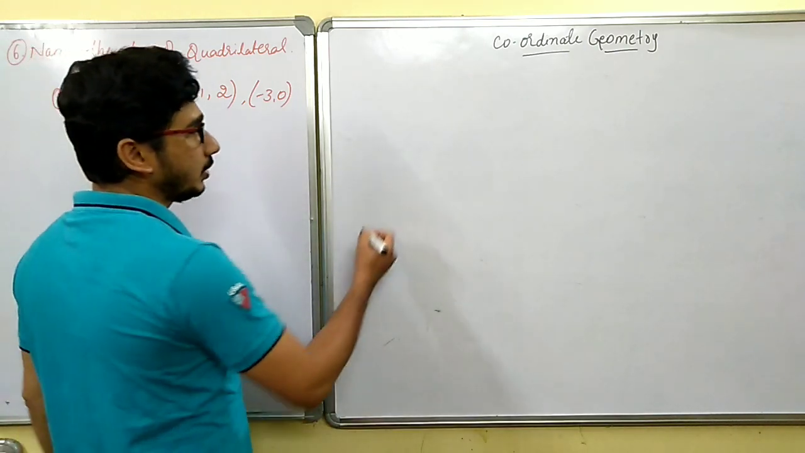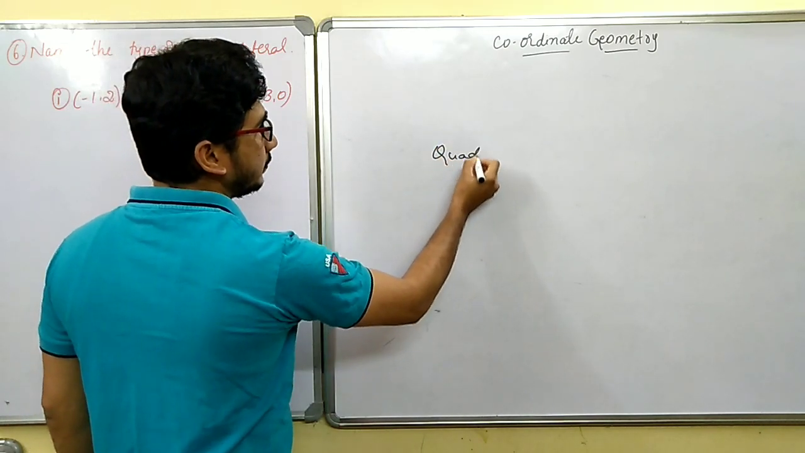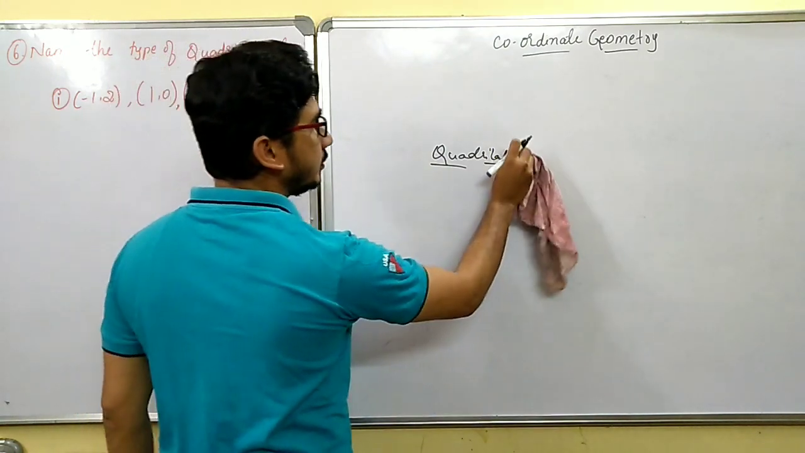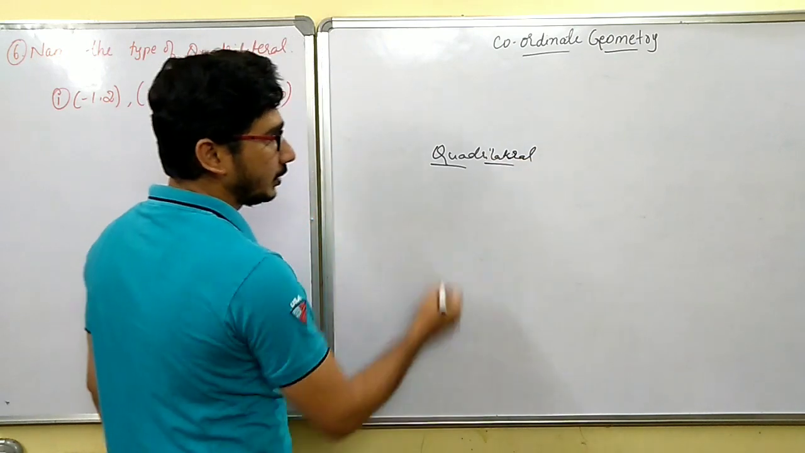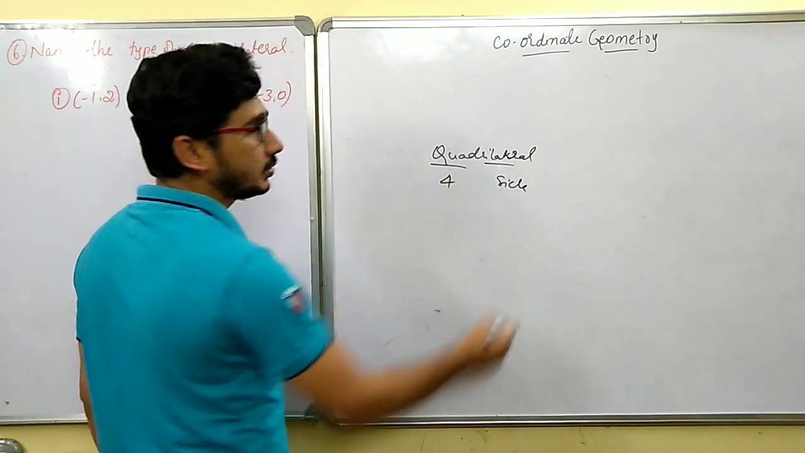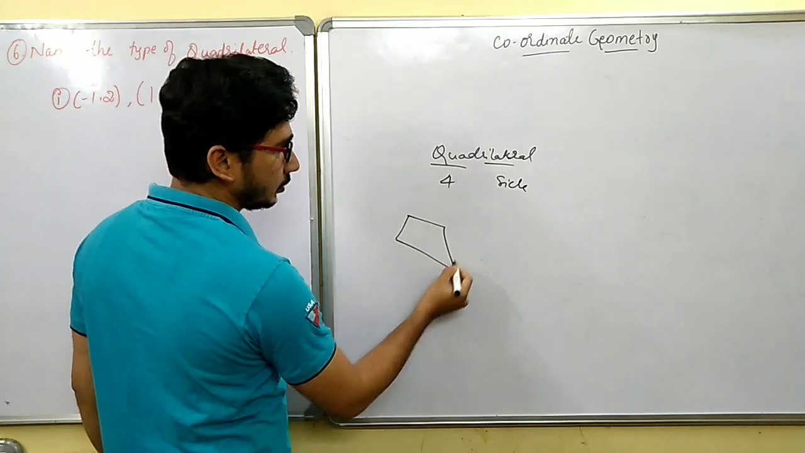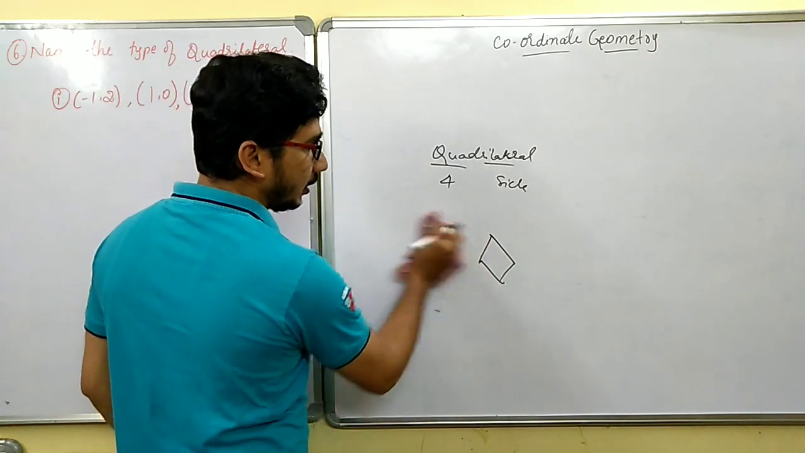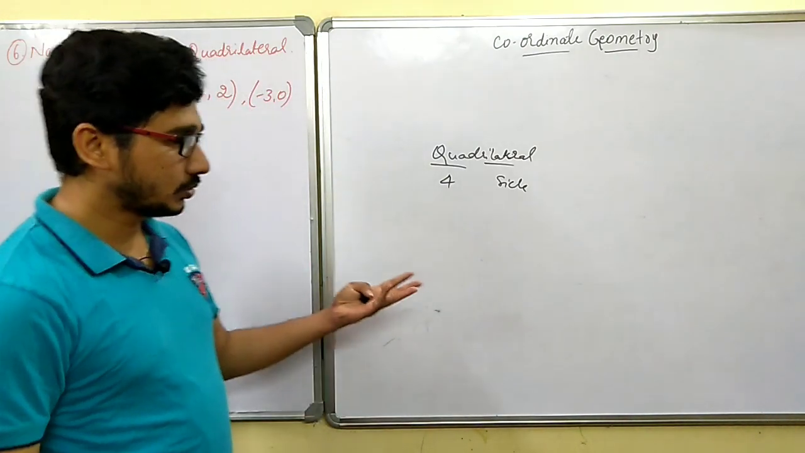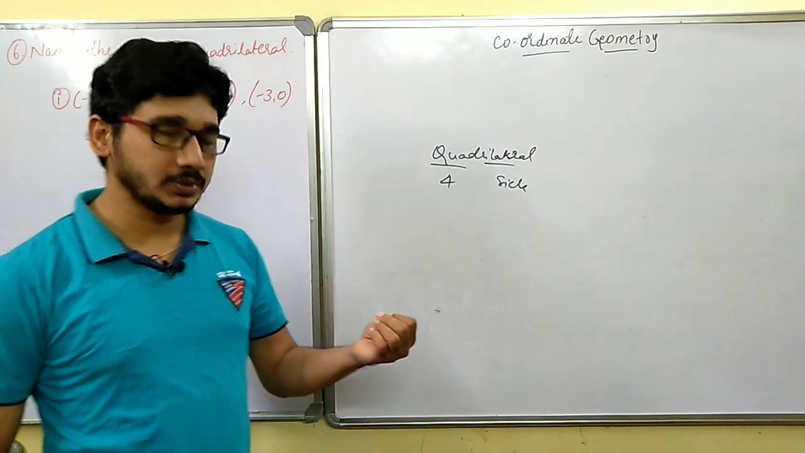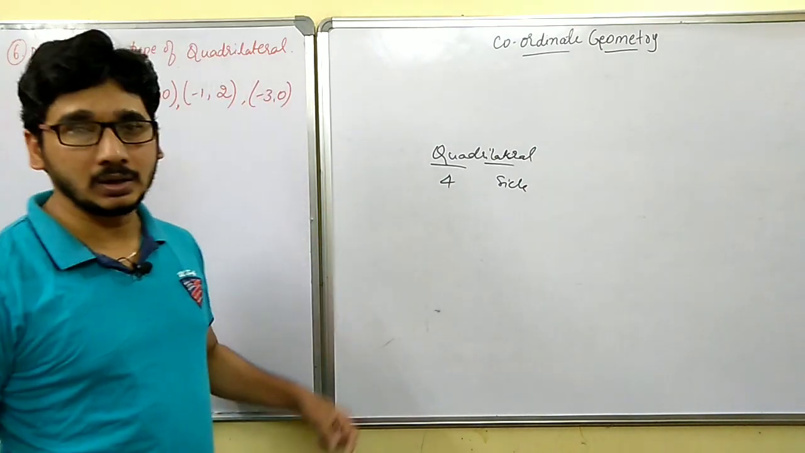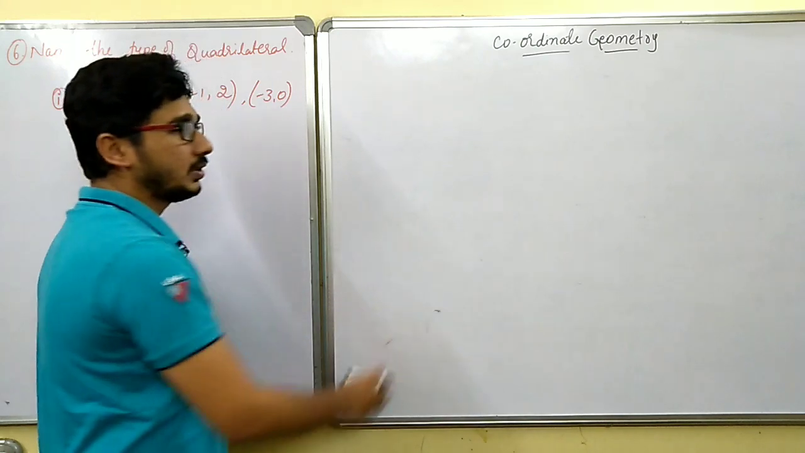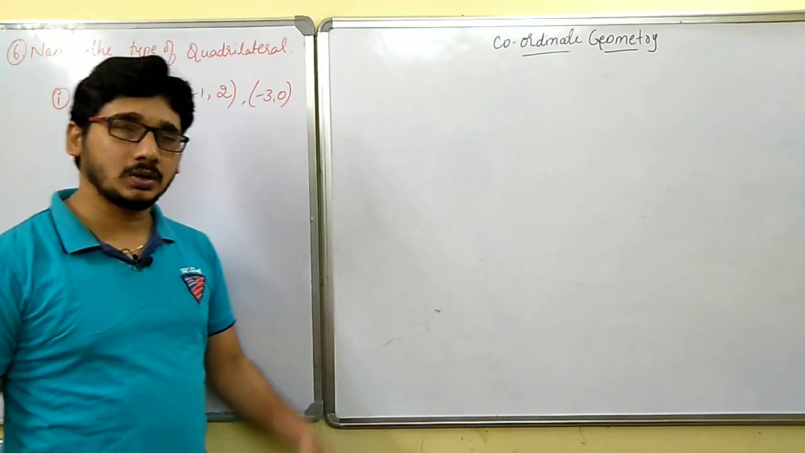Very first I would like to tell, quadrilateral means: quadri means four, lateral means side, so a four sided figure, however it might be. So these are all quadrilaterals. Different types of quadrilaterals are there: square, rectangle, rhombus, trapezium. We have to tell which type of quadrilateral it exactly is. For that, after solving, I will tell the properties.